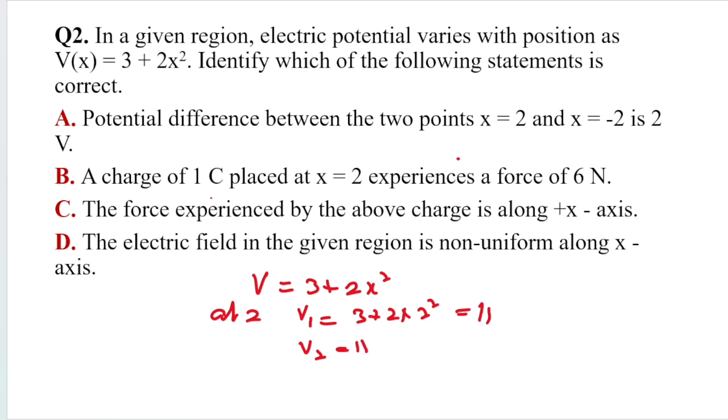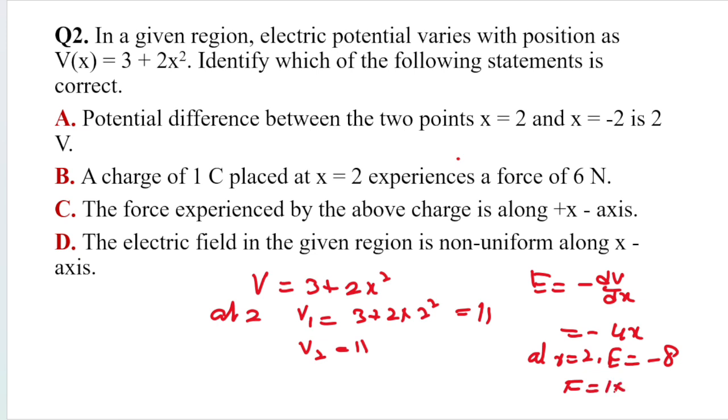Charge 1 coulomb placed at x equal to 2 experiences a force of 6 Newton. So first of all we find the value of electric field, E equal to minus dV upon dx. So if we differentiate, we get minus 4x, and at x equal to 2 electric field is minus 8. Now the force will be equal to 1 into 8, that is equal to 8 Newton. So the second option is also wrong.